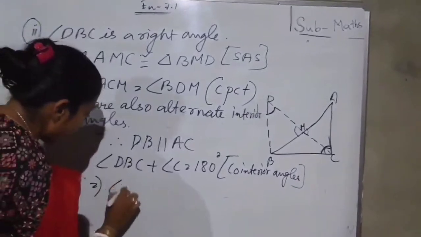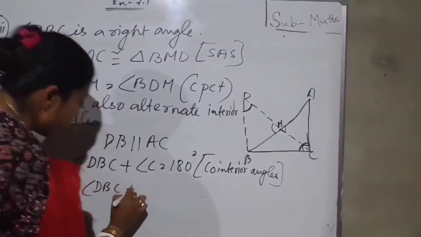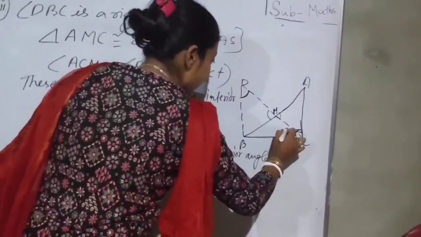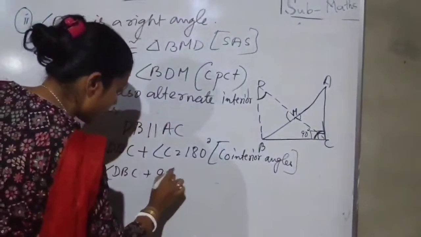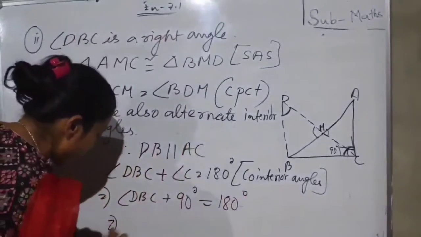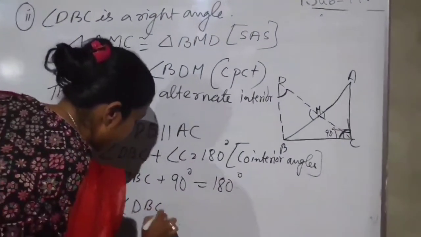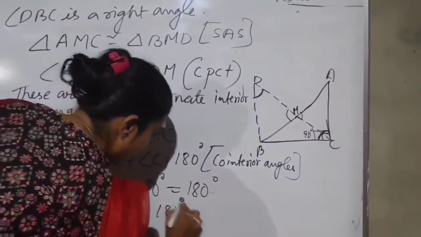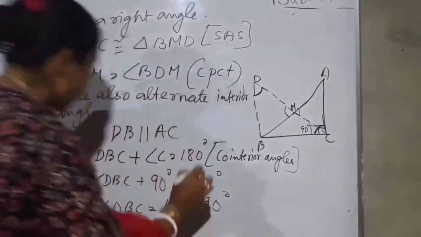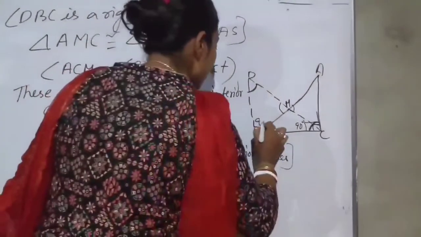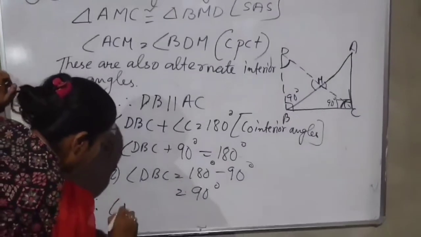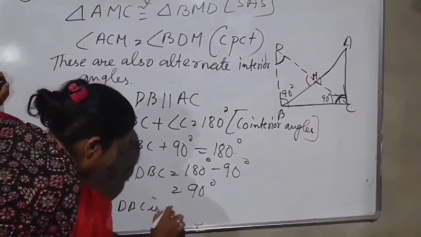Okay, so angle DBC, we know angle C is equal to how much? This was given as 90 degrees, right? So from here angle DBC equals 180 degrees minus 90 degrees, which is 90 degrees. So since the measure of angle DBC is 90 degrees, we can say therefore angle DBC is a right angle.